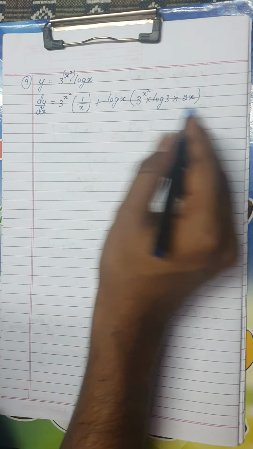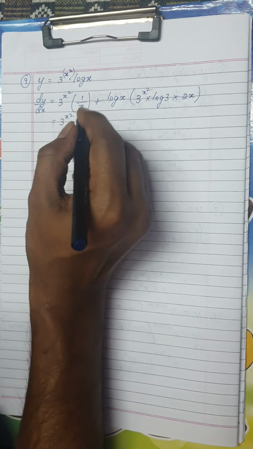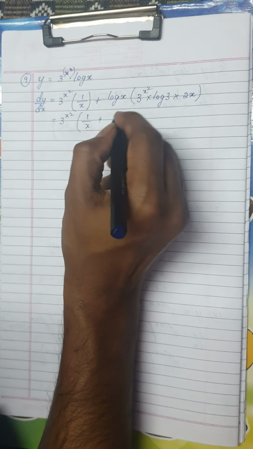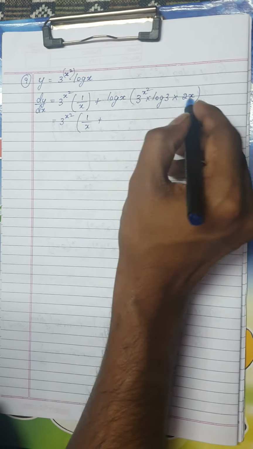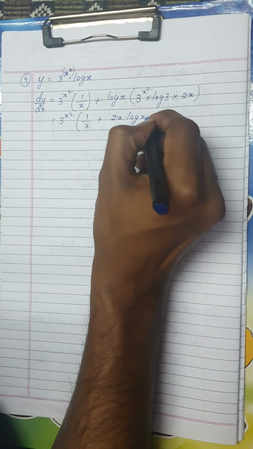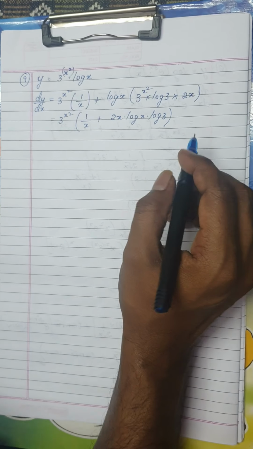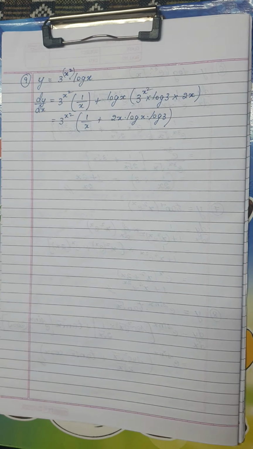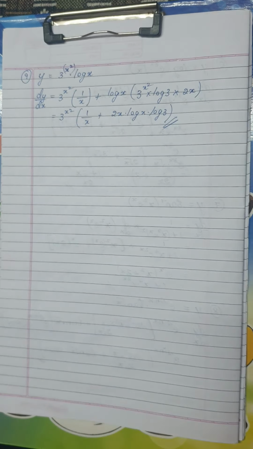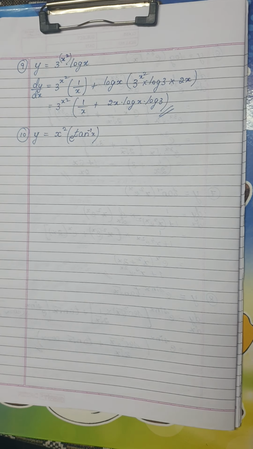So we can see here in both the terms I have 3 power x square common. Now what is left over? It is 1 by x plus, I will write 2x term first, 2x into log x into log 3. You can just leave it here, otherwise take the LCM and simplify. But we will stop here. This is enough for this question. Let's try one more question, friends.